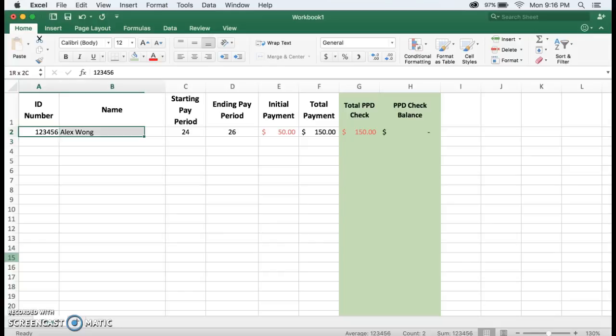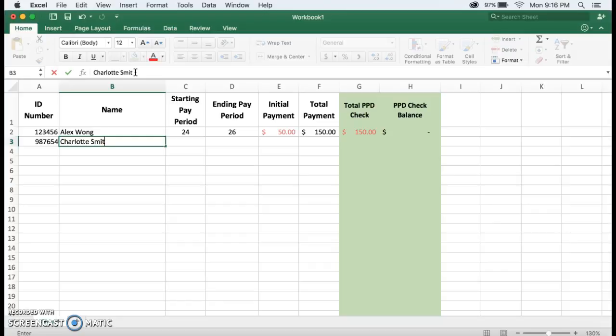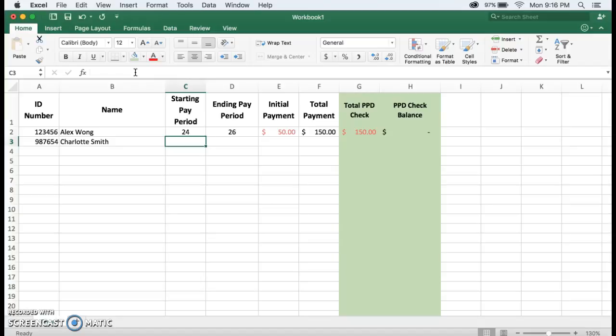So what usually happens is that, for example, let's have another student. Let's say our ID number is 98765. Okay, let's add one more number right over there. And let's name her Charlotte Smith. There you go. So Charlotte wanted to start on the 24th pay period. She wanted $50 off her account as well.